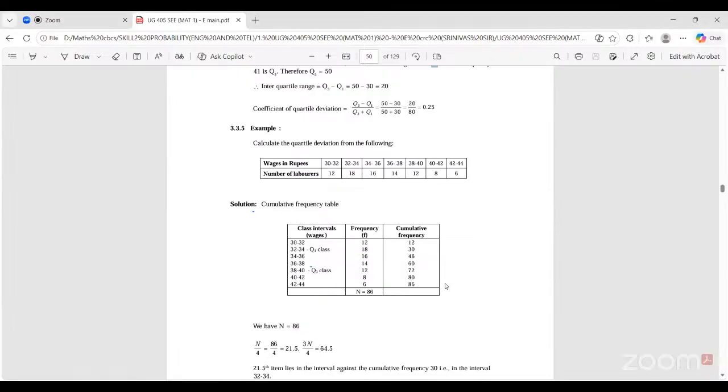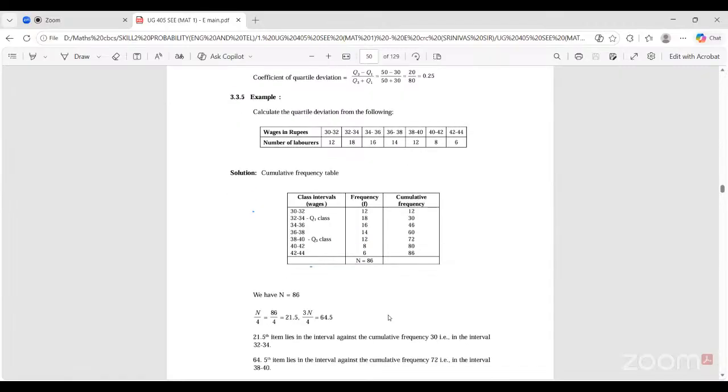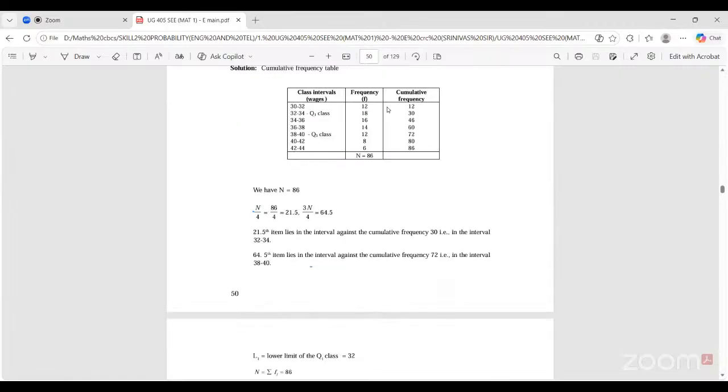Another example I am taking here. Calculate the quartile deviation from the following: 30 to 32, 12; 32 to 34, 18; 34 to 36, 16; 36 to 38, 12; 38 to 40, 8; 40 to 42, 6. The given range is here. So, the same, total values: 12 plus 18, 30, 46.